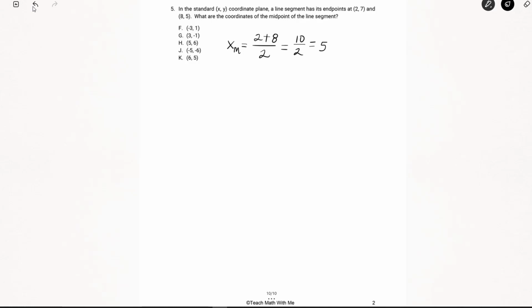And we can look at our answer choices at this point and see that the only answer choice that has an x component of 5 is answer choice H. That's going to be our answer, H. I'm going to go ahead and calculate y for you, but again, you would not have to keep going at this point when you see that the only one that has x as 5 is H. But for the y component, we're going to take 7 plus 5. Again, we're looking at the endpoints. Divide by 2. That turns out to be 12 divided by 2, which is 6. That confirms that H is the choice with the point (5, 6).